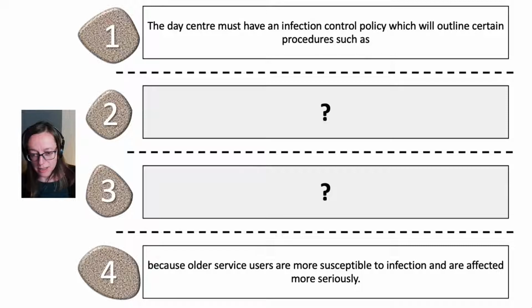If we look at the last sentence, because older service users are more susceptible to infection and are affected more seriously, we need to do the first half of that sentence in stepping stone 3, which might be explaining how that procedure we've put into 2 works. So in number 2, I want an example of a procedure. And then number 3, I want you to tell me why it works or why it supports those older service users. I'll give you a little bit of time because I need you to type into the chat, okay? So a procedure, tell me about that procedure.